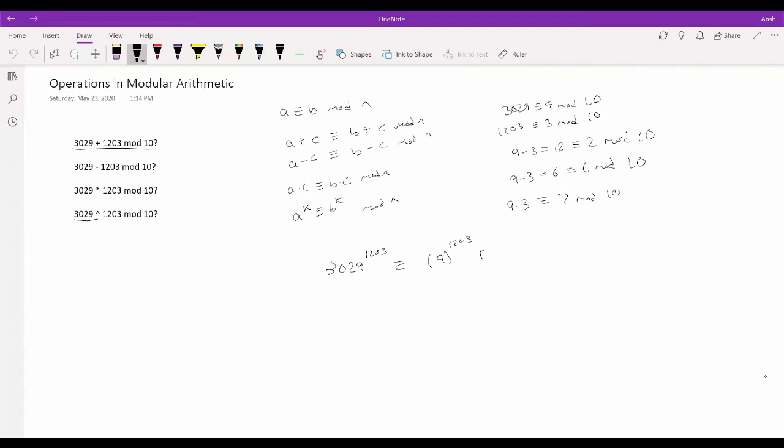And this is one of the cases where using negative numbers comes in handy, as we note that we can express 9 as negative 1 mod 10. And raising negative 1 to a power is a lot easier than raising any of these other two numbers. So as the power is odd, this simply turns out to negative 1 mod 10, which is once again congruent to 9 mod 10. So the last digit of 3029 raised to 1203 would be 9.